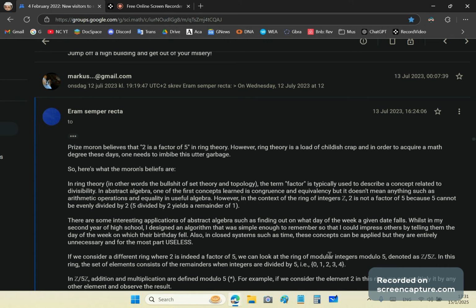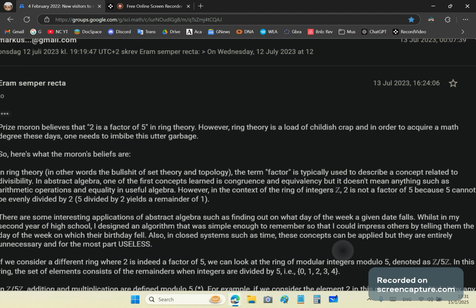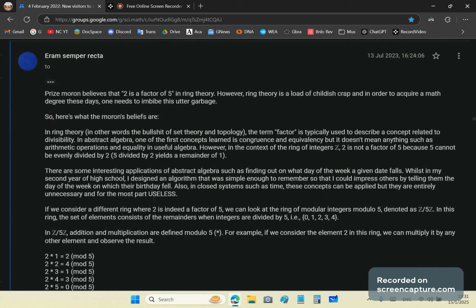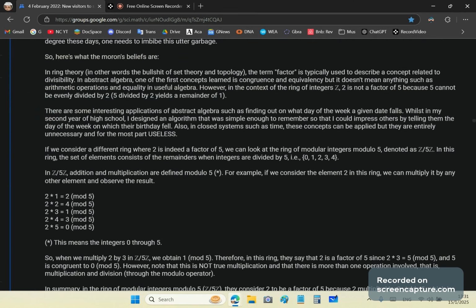So, but really, ring theory is a load of childish crap, by the way. And you'll see if you read what the definition of a ring is in group theory. It's really unremarkable drivel, by the way. And one has to imbibe this utter garbage in order to get a math degree these days. For example, they won't teach this sort of thing in engineering because it's absolutely useless crap. I mean, you can't do anything with it.